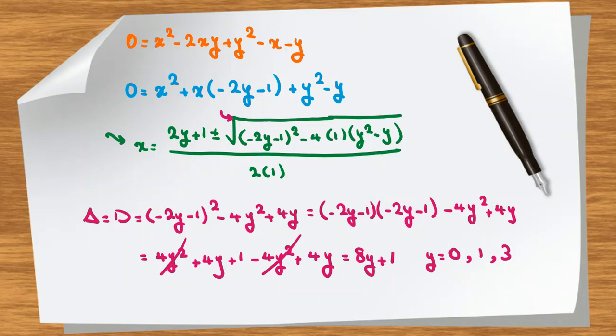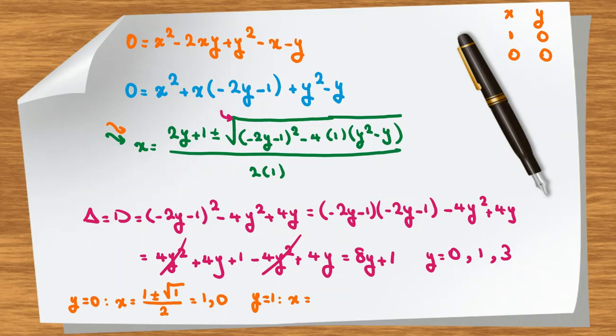Now let's analyze. If y equals 0, then x equals, we use this formula, 2y plus 1, which is 1, plus minus the square root of the discriminant, the square root of 8y plus 1, which is the square root of 1, over 2. Which is 1 plus 1, 2 over 2, 1, and 1 minus 1, 0 over 2, 0. So let me write all the answers here. At the end of the video, we will check them. x is 1, y is 0; x is 0, y is 0.